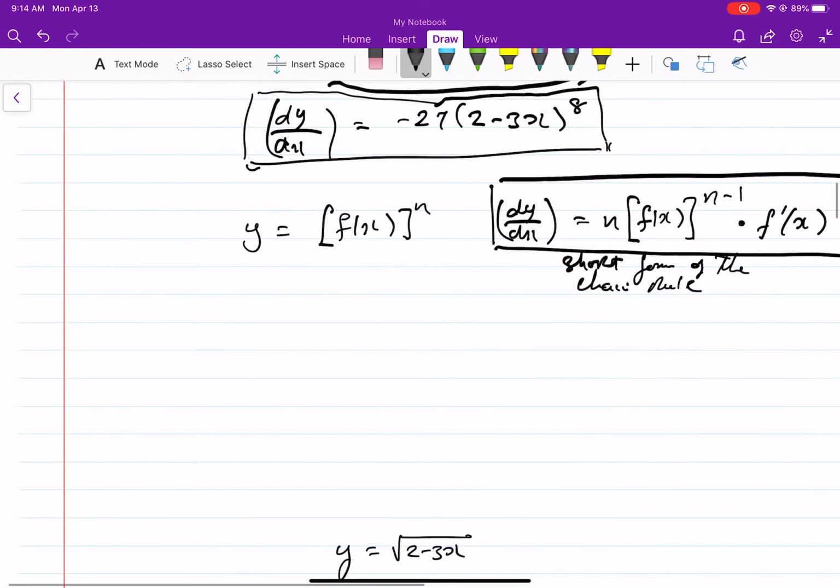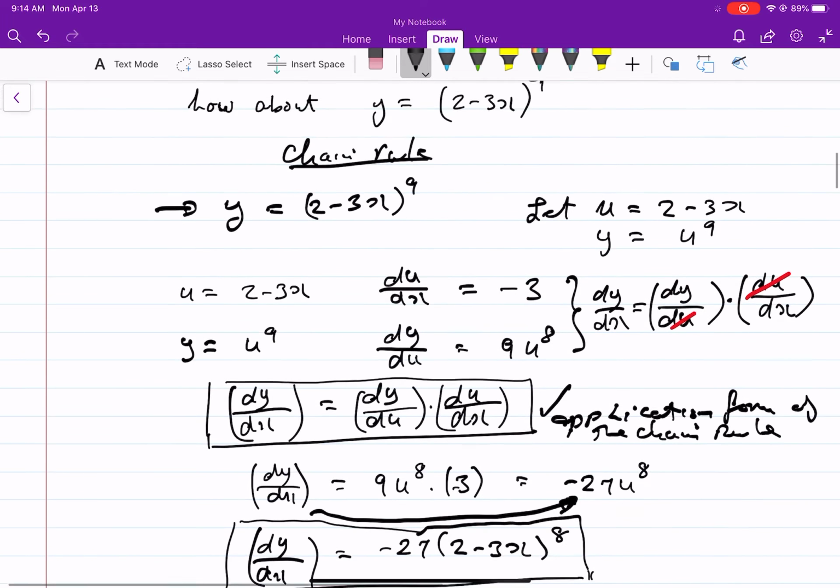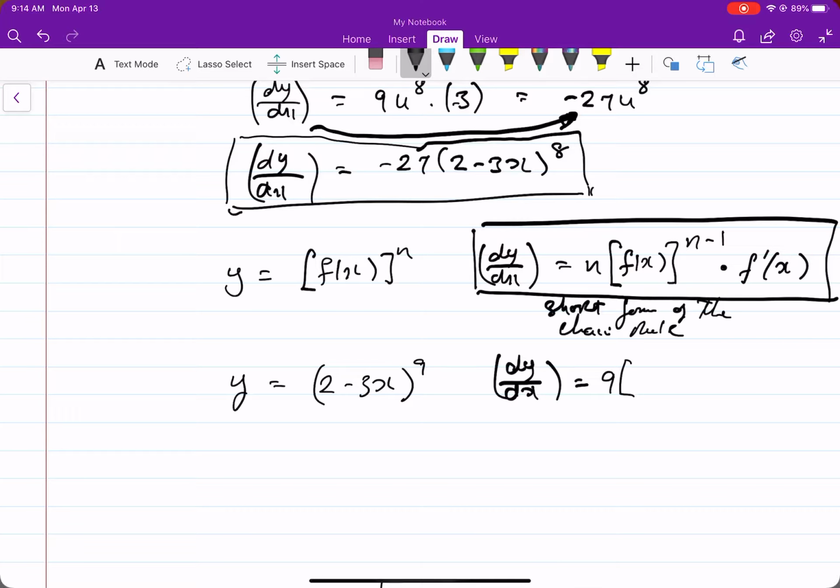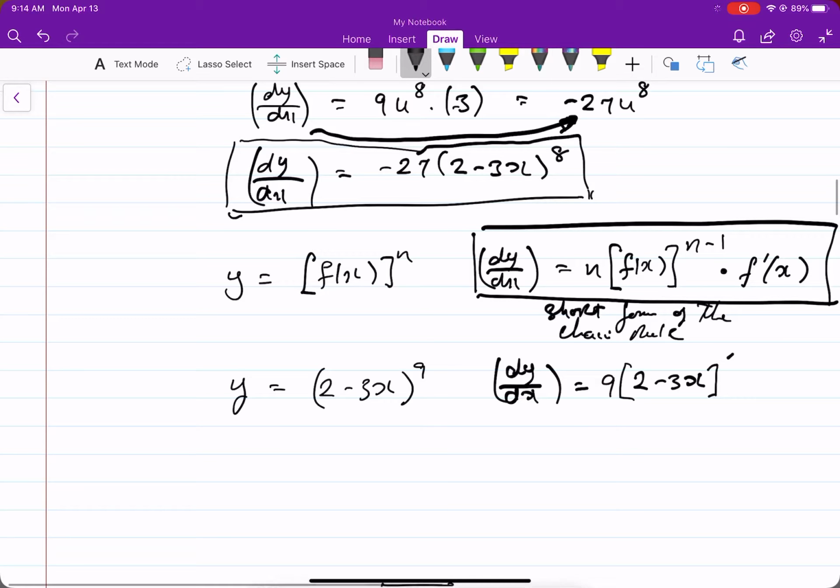So let's apply it. Let's see how it's applied. I'll take back the same function I started out with, y is equal to 2 minus 3x raised to the power 9. Well, it certainly looks like there's a function of x inside the bracket, and it's raised to a power. According to the rule, if I just want to go directly to dy dx, I drop the power in front, 9, write back the f of x function inside the brackets, which is the 2 minus 3x. Subtract 1 from the power, 9 minus 1 gives me 8.